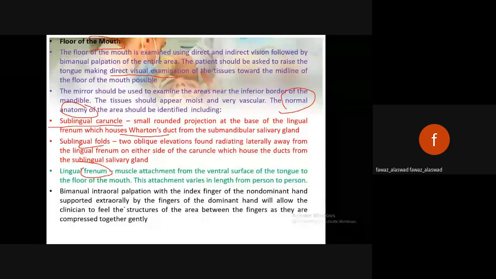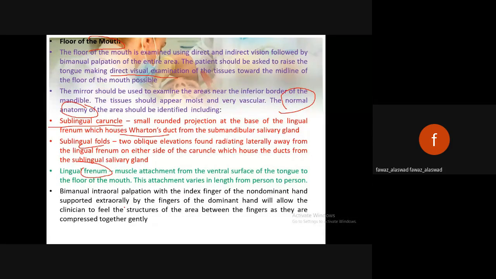While if there is a loss of continuity of the swelling, then it is the lymph node that is swollen, not the submandibular salivary gland. It is better to demonstrate this clinically. It is called bimanual intraoral palpation with the index finger, to know whether the swelling is in the salivary gland or in the lymph node in this area. As we know, the submandibular gland is located on the mylohyoid muscle.